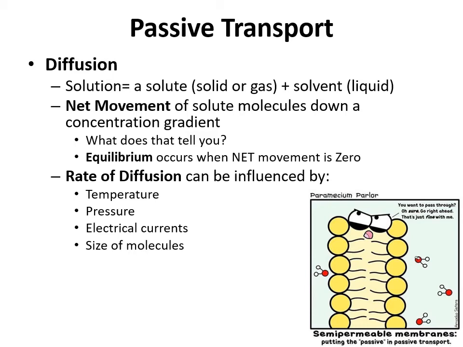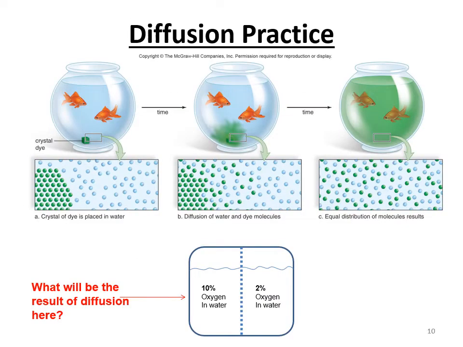Things like pressure can have that same effect of either speeding up or slowing down, even electrical currents. Think of it as helping it along, helping it move, okay? And size as well. Bigger molecules may not move as well, okay? So again, passive transport, one big example is diffusion. You can visualize what that diffusion looks like on this slide.